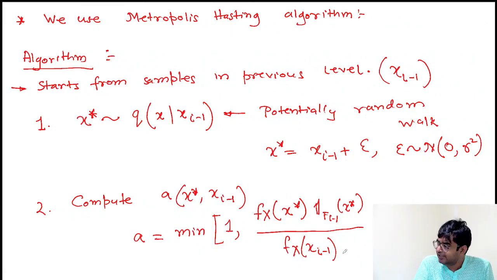Why am I not writing the indicator function in the bottom? There is an indicator function in the bottom as well, right? If I'm doing the ratio of the distribution, it has an indicator function. That should be there in the denominator as well. I'm not writing it. Why? No. We have selected X I minus 1 such that those are the failure points. So that means it will always belong to F I minus 1, which means your indicator will always give you 1. That's why I'm not writing it. You can write it, but it will always give you 1.